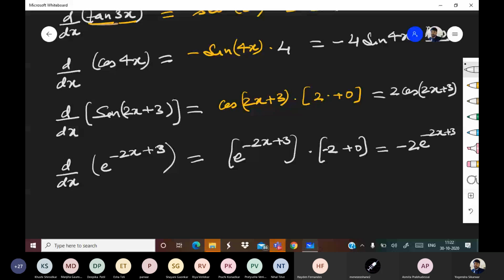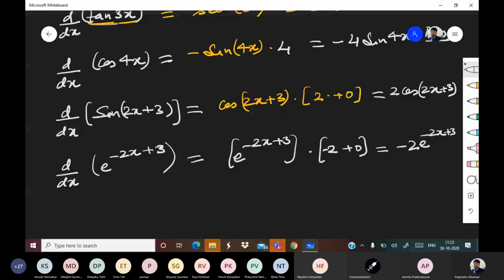Minus of 2 e to the power minus 2x plus 3. Okay. This will be the answer. All right. So that is how we differentiate functions of functions. There can be numerous variations of this, but I'm not going into that detail because up to your syllabus, only these type of questions are asked.